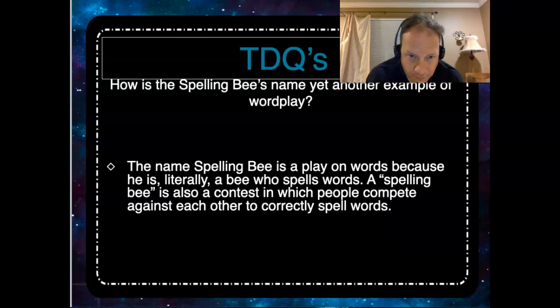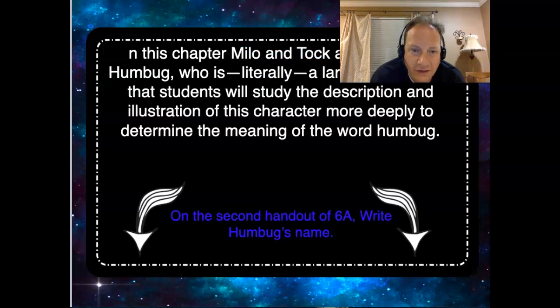Okay. Now, how is spelling bee's name yet another example of wordplay? So I want you to take a little bit of time and answer that for yourself. And then, of course, right there it says the name spelling bee is a play on words because he is literally a bee who spells words. A spelling bee is also a contest in which people compete against each other to correctly spell words. So we're answering these as we go. In this chapter, Milo and Tock also meet the Humbug, who is literally a large bug.